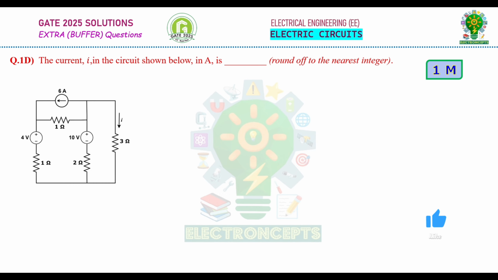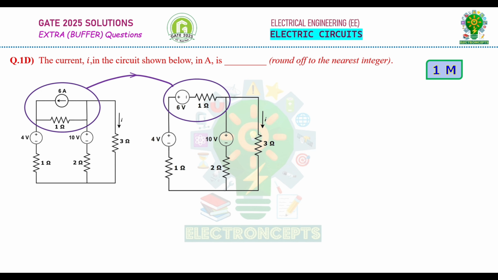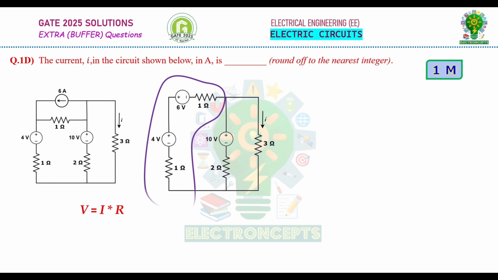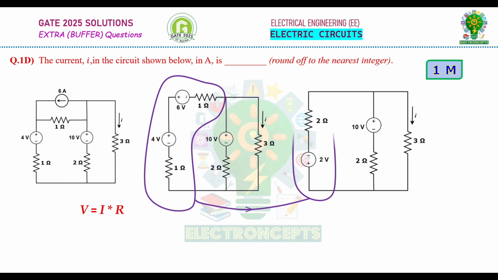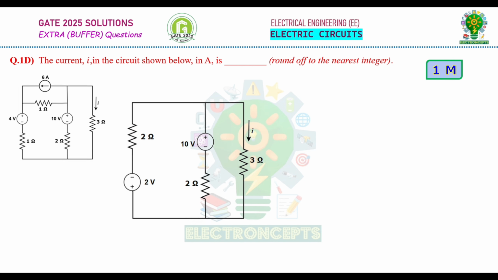If you observe the circuit, the 6 amp ideal current source is in parallel with a 1 ohm resistance. If we apply source transformation to this, we get a 6 volt voltage source in series with the 1 ohm resistor. Now let us further reduce the circuit. We can represent this branch as a 2 ohm resistor connected with a 2 volt source. Here the polarities of the voltage source are important. Now let us take this circuit and find the value of I.